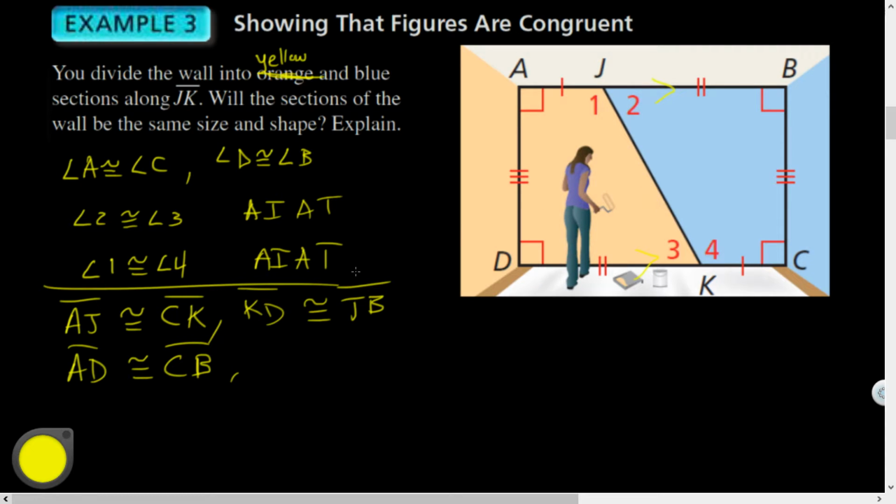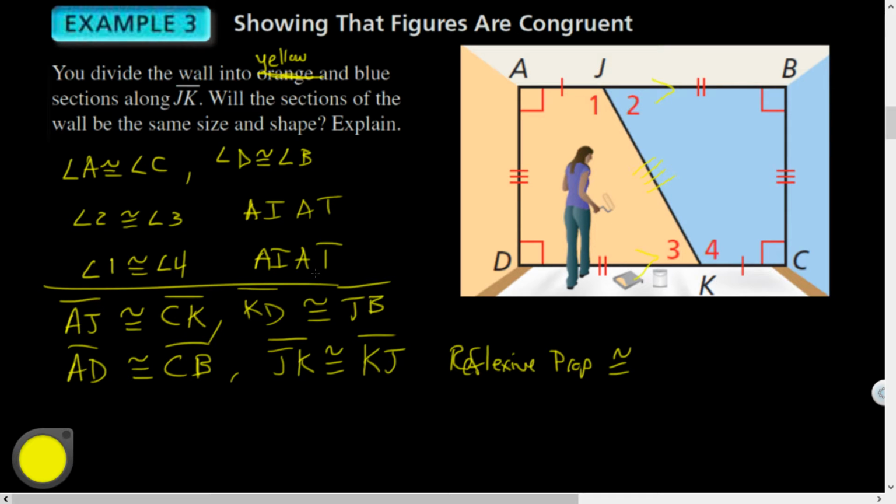Guys, I'm missing one pair. I need one more pair of congruent sides. What do I do? Does anyone see it? I think JK is congruent to somebody. Guys, do you see this one? By the reflexive property of congruence, anything is congruent to itself.